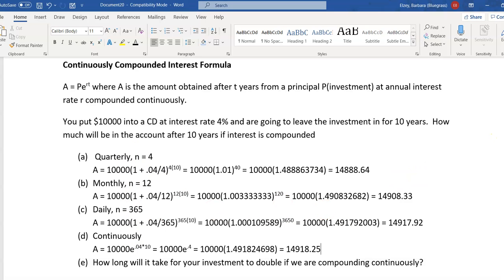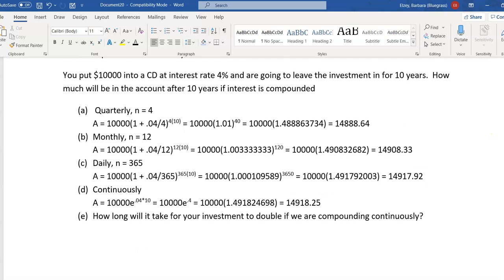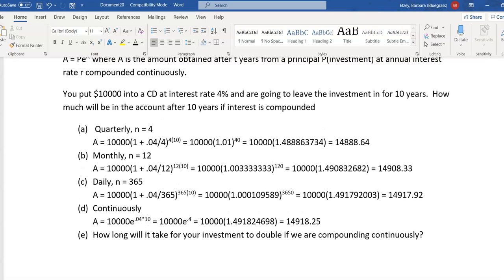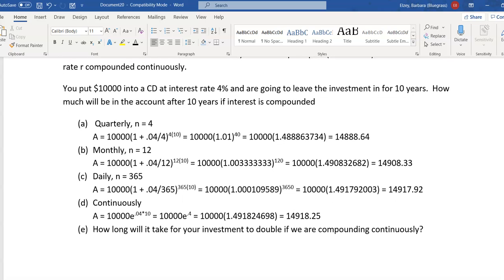All right, now let's answer our last question. How long will it take for your investment to double if we are compounding continuously? Okay, so we're going to use our compounding continuously formula. Our investment is $10,000. So when it doubles, it'll be $20,000. So what we're going to do is put $20,000 on the left side of the equation. Still have our $10,000. We still have our e. We have it raised to the 0.04, but we don't know how long, so t is our unknown. And we're going to solve this equation.